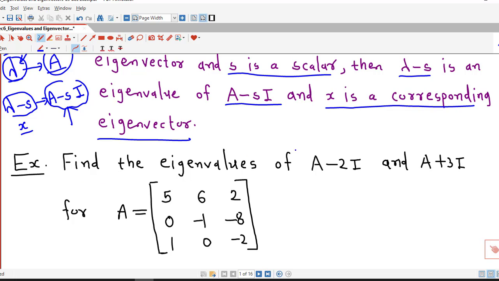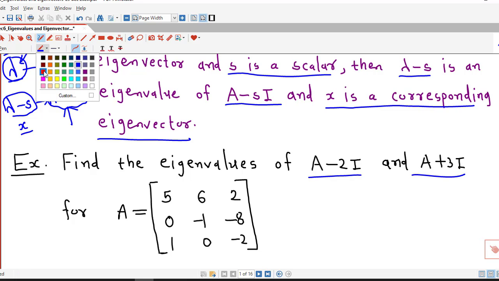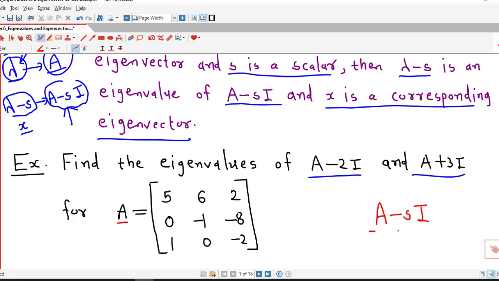In this example we are asked to find eigenvalues of these two matrices, A minus 2I and A plus 3I, for this matrix capital A. As we discussed, if we want to find eigenvalues of this type of matrices, then we don't have to find what this matrix is. Instead we will find eigenvalues of A, and if lambda is an eigenvalue of A, then lambda minus s is an eigenvalue of A minus s into I.